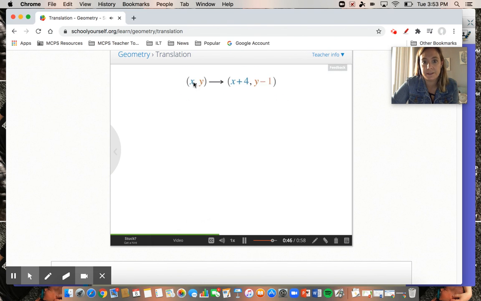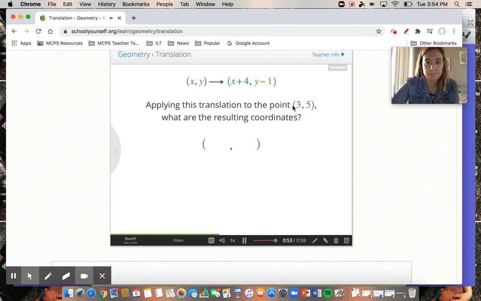The whole thing needs to be written down. So next, suppose you have the translation x, y to x plus 4, y minus 1. If you apply this translation to the point 3, 5, what are the resulting coordinates? Just going to plug in, right? 3 plus 4, this is going to give me a 7. 5 minus 1, this is going to be a 4, right? So right 4, down 1. Right, so the resulting x-coordinate is 3 plus 4, or 7, and the resulting y-coordinate is 5 minus 1, or 4.